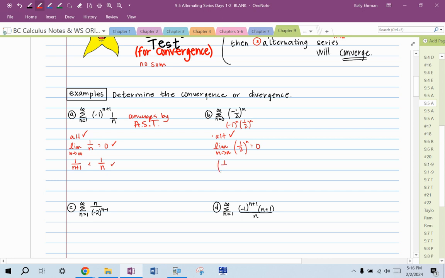And it's also true that 1/2 to the n plus 1 should always be smaller than 1/2 to the n. So the n plus 1th term should always be smaller than the nth term. So all three of those things are true. So I could say that this series converges by alternating series test.